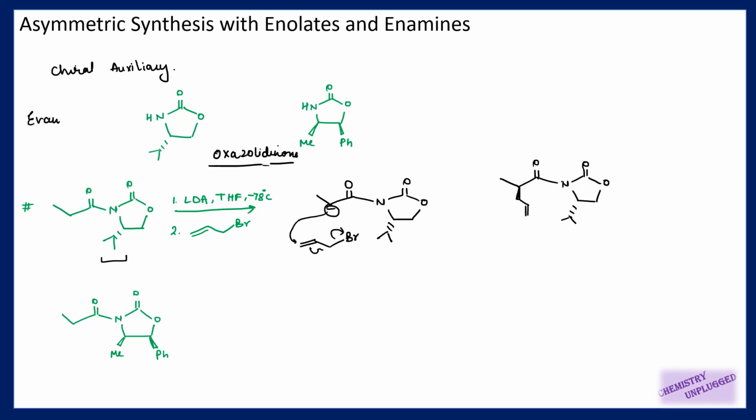And we can easily remove these auxiliaries. We will see how we will remove them. Similarly, in this case, suppose I am using again the same conditions, but this time these two groups, methyl and phenyl groups, are above the plane, so this allylic group will go below the plane. Meaning in the final product I will have this.